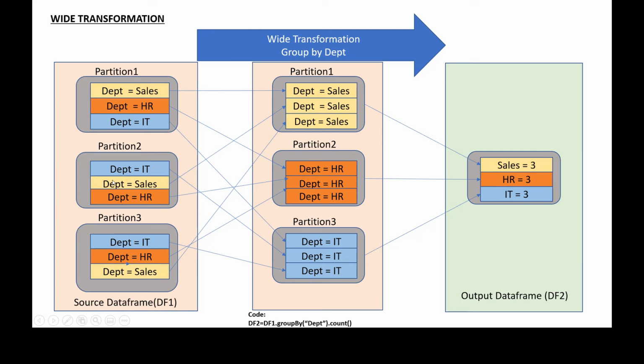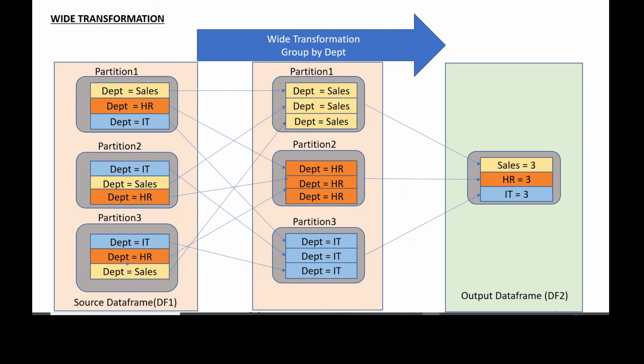Let's say here, you can see the same concept. There are three executors and one partition in each executor, and you can see the data. In the first partition, one record for sales, one record for HR, one record for IT. Similarly, we have data for partition 2 and partition 3. And now we have written logic to find the number of records for each department. So basically we have to group by department and find the number of records for each department. Group by is a wide transformation.